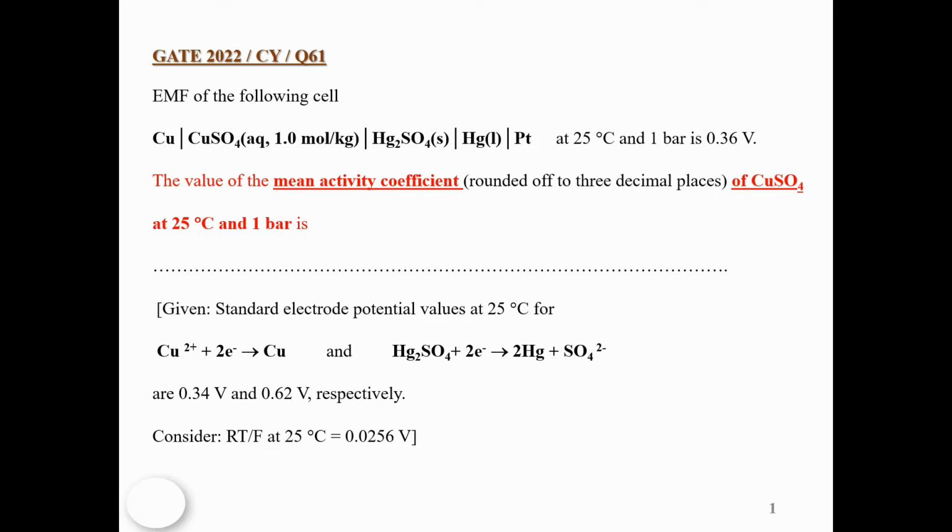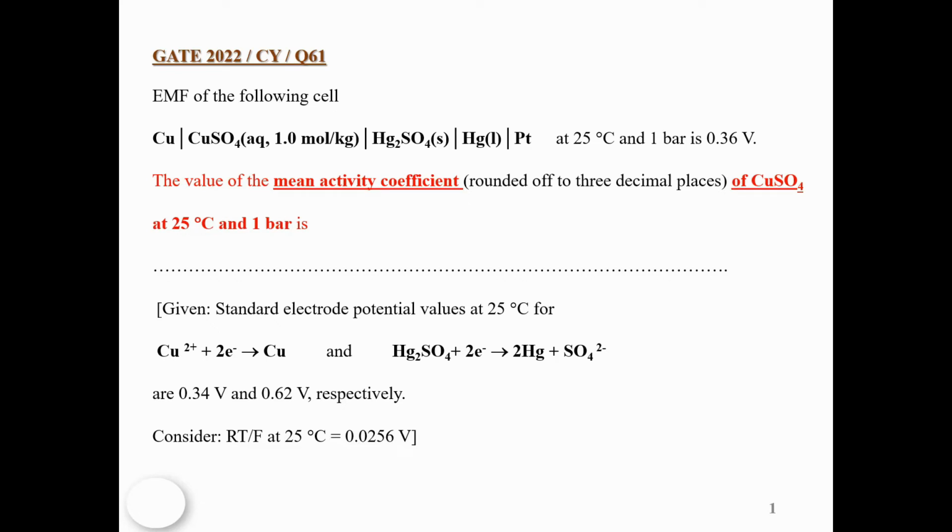In this video, we will be discussing question number 61 from Chemistry GATE Exam 2022. In this question, we are asked to find out the mean activity coefficient of copper sulfate at 25 degrees Celsius and 1 bar. And the cell given includes copper, copper sulfate, mercury and platinum.